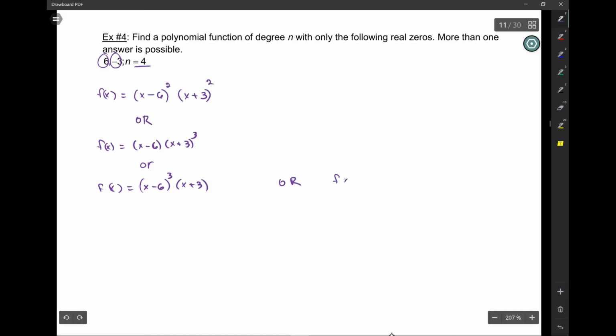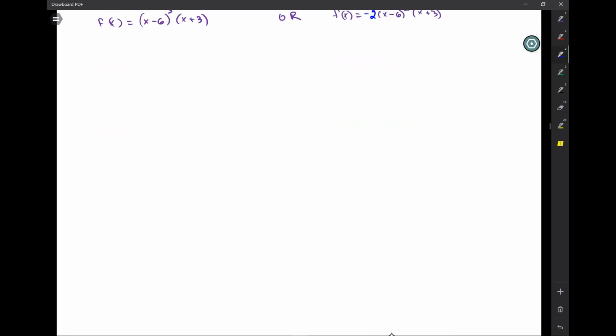Or you could do, like, I don't know, x minus 6 squared, x plus 3 squared, like we did over there, but be a rebel and add a coefficient, right? I mean, why would you? But you could, okay? So that's why it says more than one answer is possible, and obviously I'll look for it. If you do that on testing, you'll be wrong. Okay.